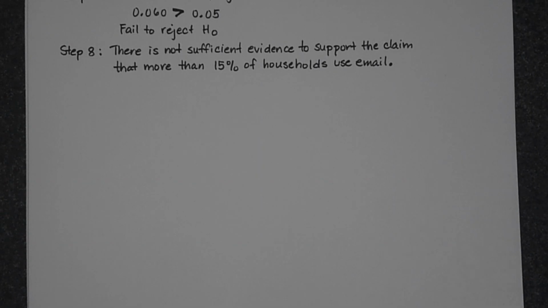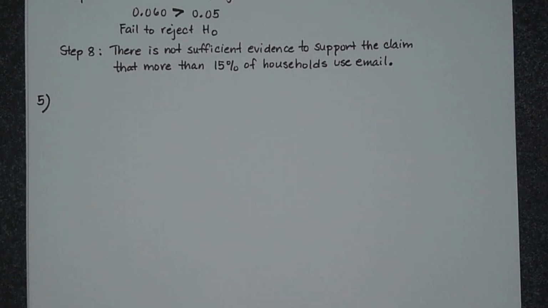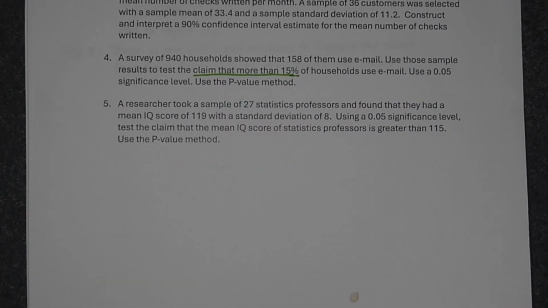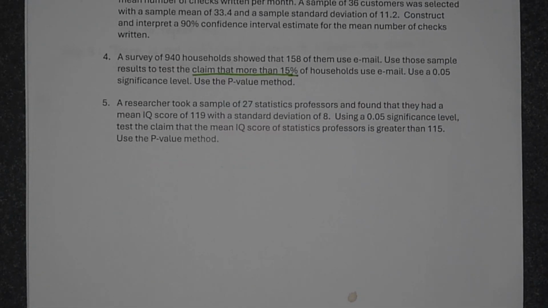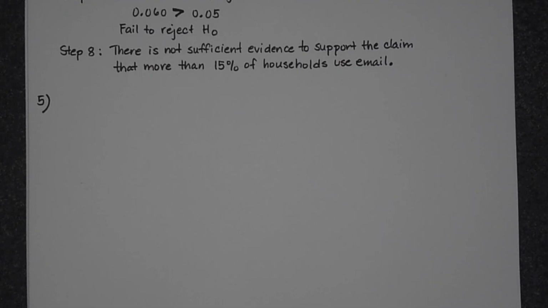Okay, and finally, problem number 5. This one's testing the claim about a population mean. It says here, a researcher took a sample of 27 statistics professors and found that they had a mean IQ score of 119 with a standard deviation of 8. Use a 0.05 significance level to test the claim that the mean IQ score of statistics professors is greater than 115. And here we're going to use the p-value method on this one as well.